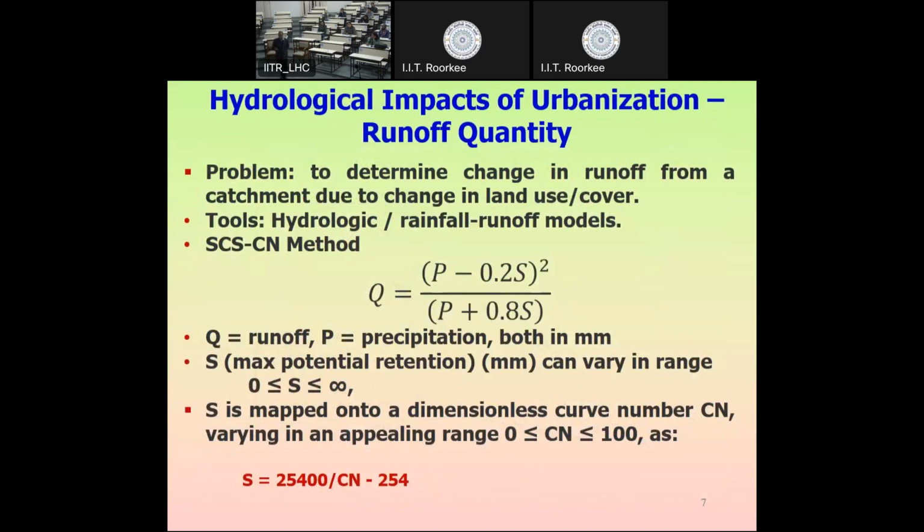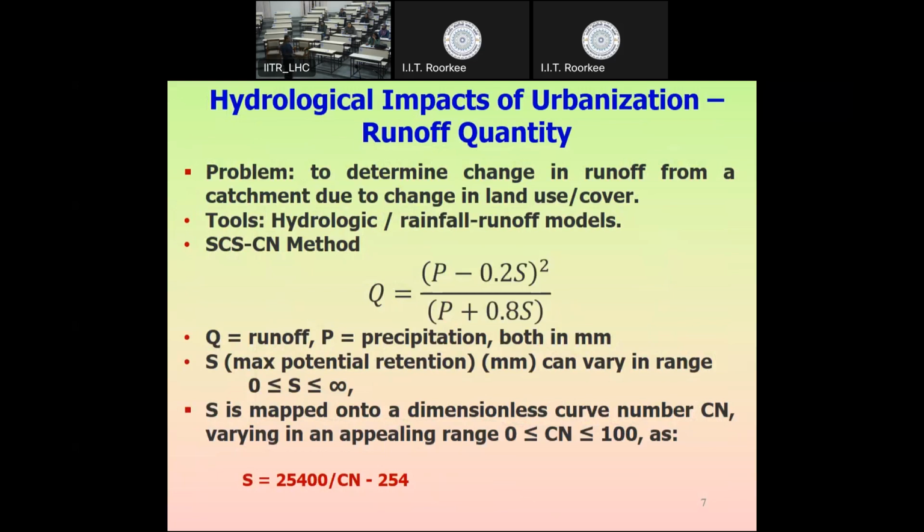Now you can ask a question: if these are the changes, can we predict these changes? Can we assess these changes? Suppose I have to construct a new city and I know the ground condition before I construct the city. What are the tools that I have to understand what kind of changes are going to take place? That is my problem: to determine change in runoff from a catchment due to change in land use land cover.